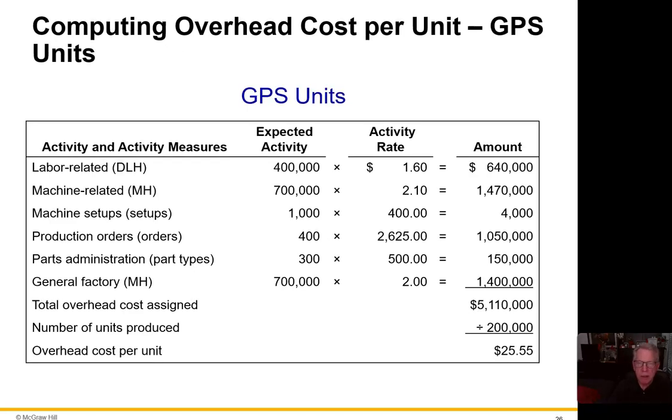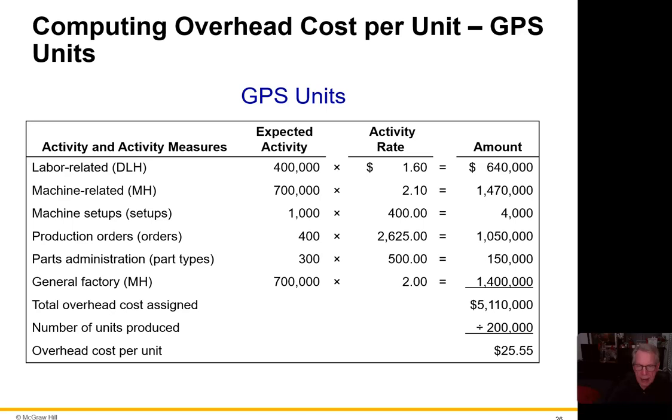All right. Then we do the same thing for the GPS units, and we calculate that through, and it's about half of the overhead costs at $5,110,000. And we divide that by the number of units, which is substantial, and the overhead cost per unit is $25.55.